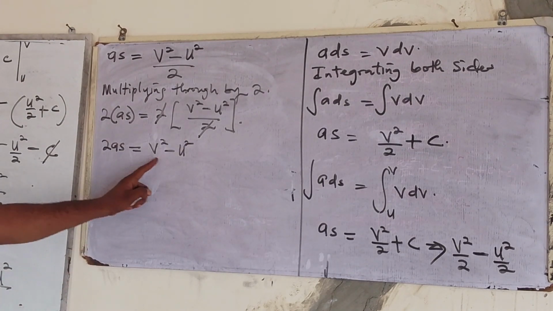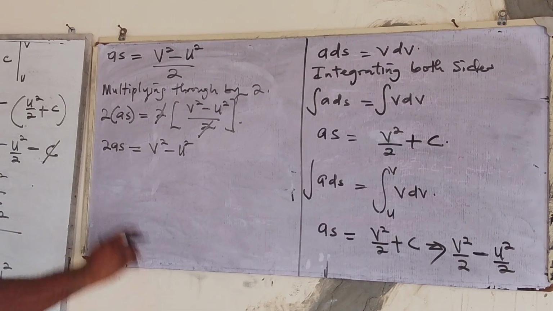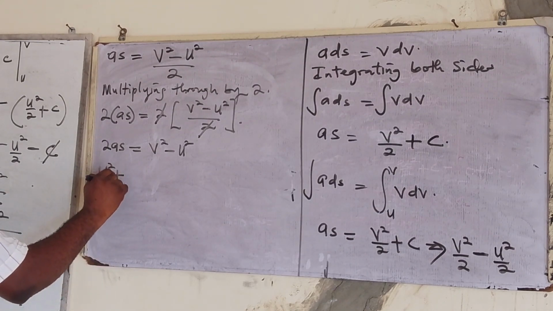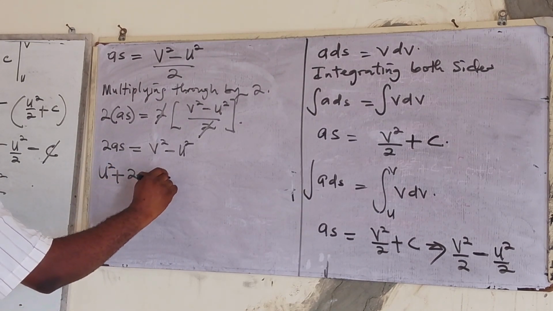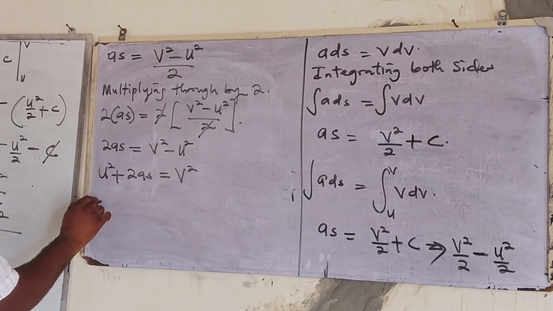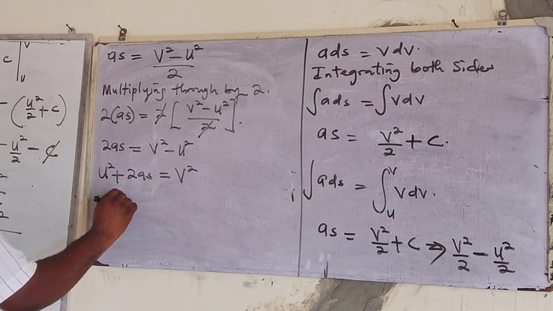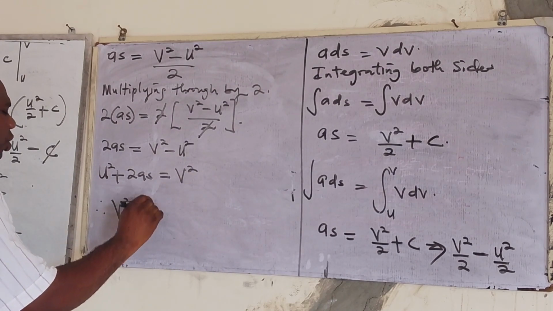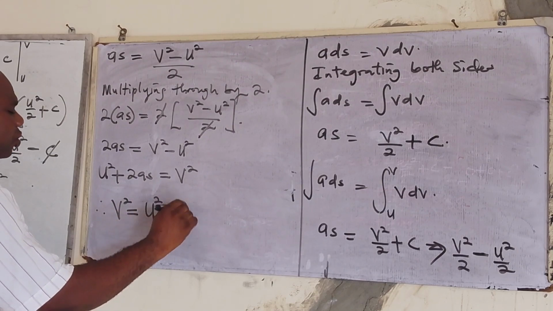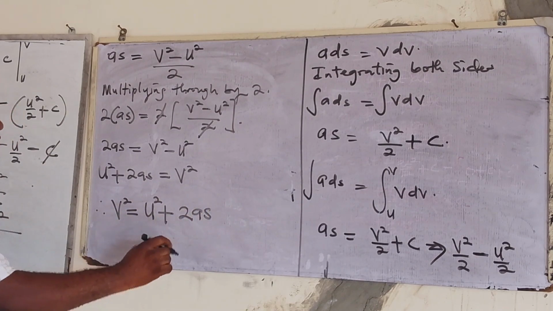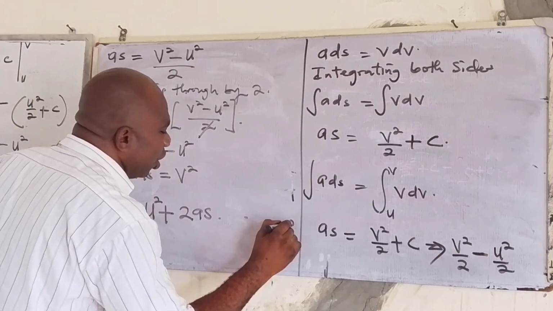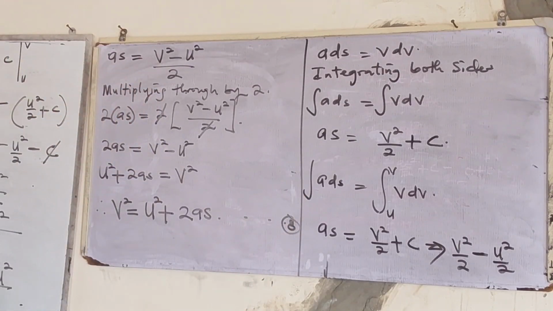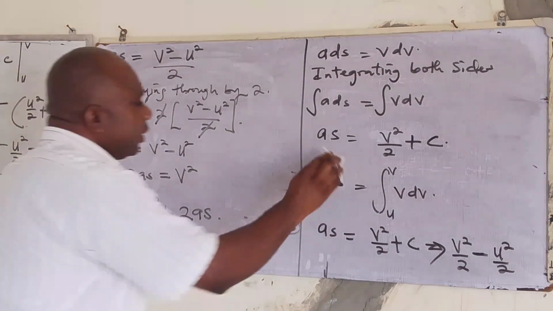To get v squared, when you take the minus u squared to the other side, it becomes u squared plus 2as is equal to v squared. So our v squared is equal to u squared plus 2ax. This is equation 3. We have seen equation 1, equation 2, and of course equation 3. Now, let's figure equation 1.